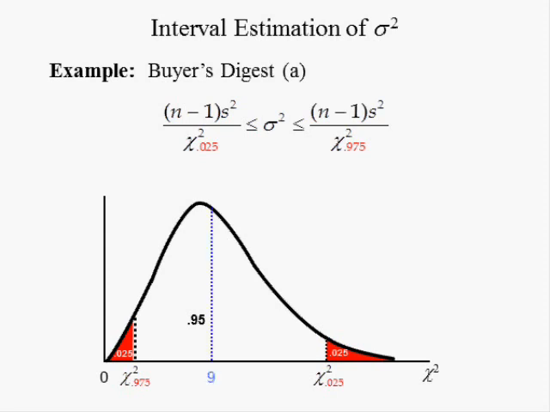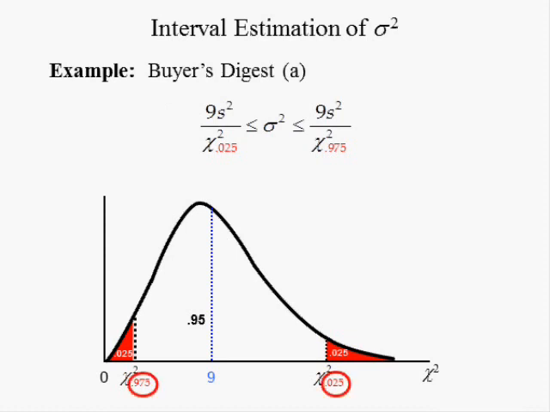The degrees of freedom are equal to 9 since there were 10 thermostats in the sample. The degrees of freedom also happens to be the mean of the distribution. Substitute 9 for n minus 1 in the confidence interval estimate. The critical values are found in columns 0.025 and 0.975 and row 9 of the chi-square distribution table.